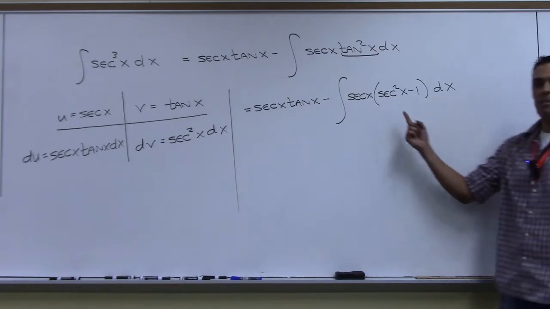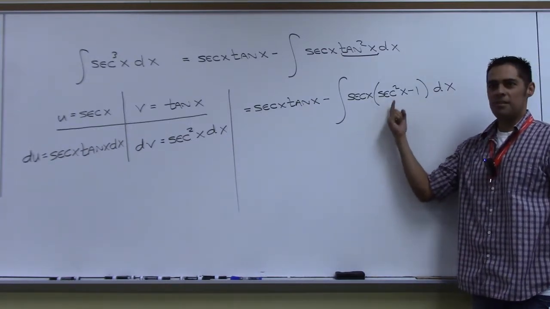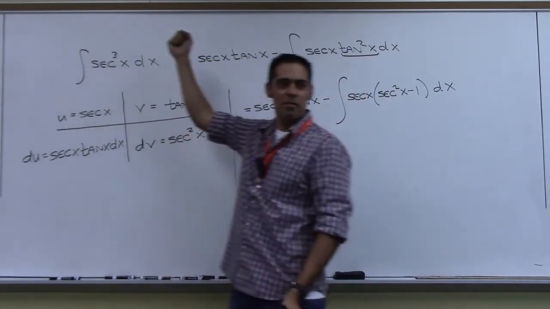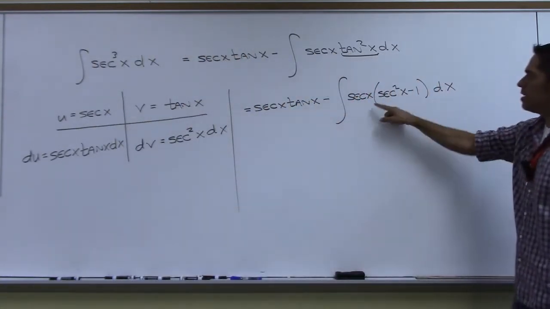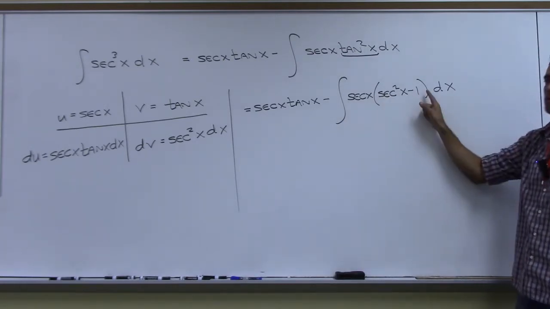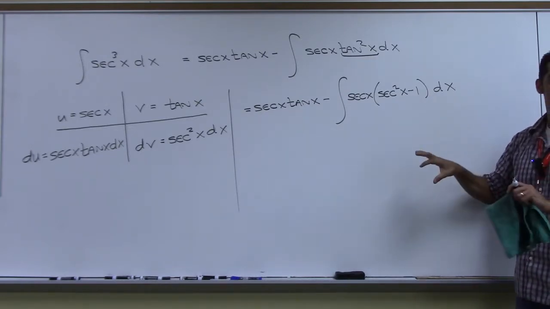Do you see what's going to appear over on this side? Secant cubed. Isn't that what we're trying to solve for? This was the rabbit out of the hat one. The secant cubed is going to appear again, but something else is about to appear. Another secant, right? But they'll be separated. That's right.